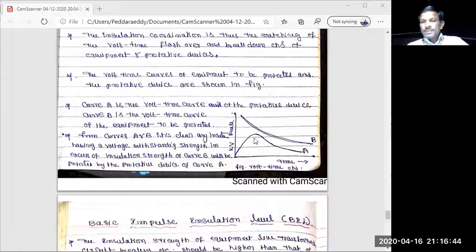This is the curve related to the protective device. And curve B is the volt-time curve of the equipment to be protected. So this is the volt-time curve for equipment, and this is the volt-time curve for protective device. From curves A and B, it is clear that any insulation having a voltage withstanding strength in excess of the insulation strength of curve B will be protected by the protective device of curve A.